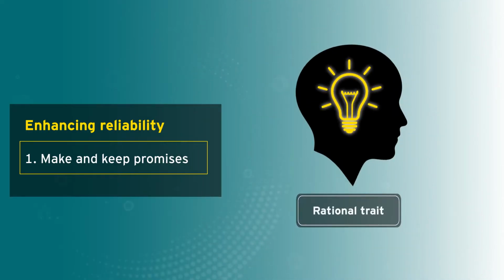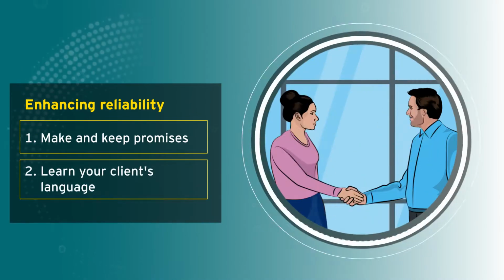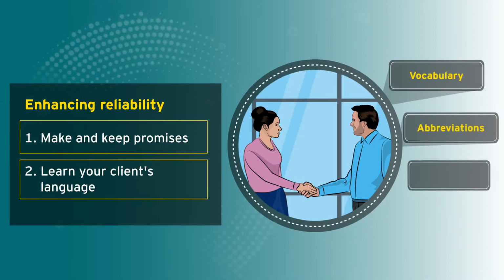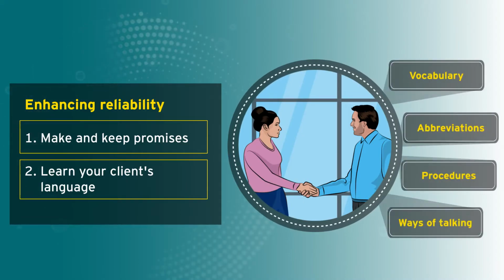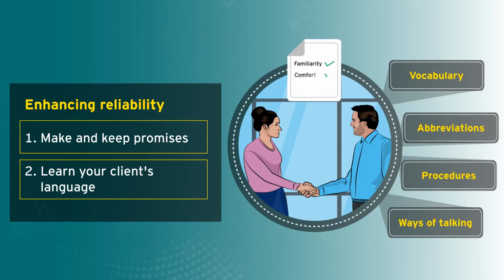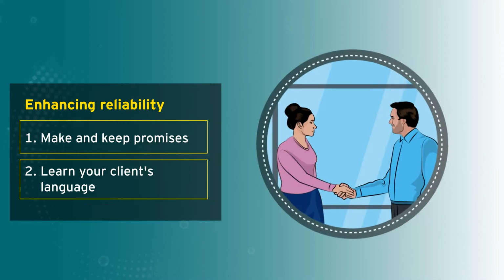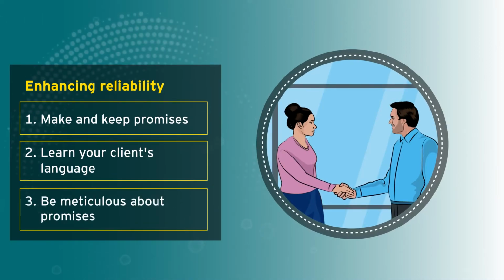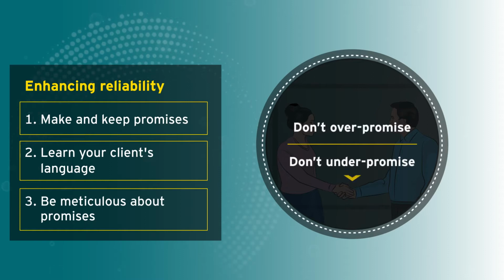Second, and curiously, though reliability is largely a rational trait, some of the best ways to improve it are emotional. For example, learn your client's vocabulary, abbreviations, procedures, ways of talking. The sense that you speak their language helps with a sense of familiarity, comfort, and reliability. Finally, in the same vein, being meticulous about your promises really helps. Watch out for underpromising as much as overpromising.